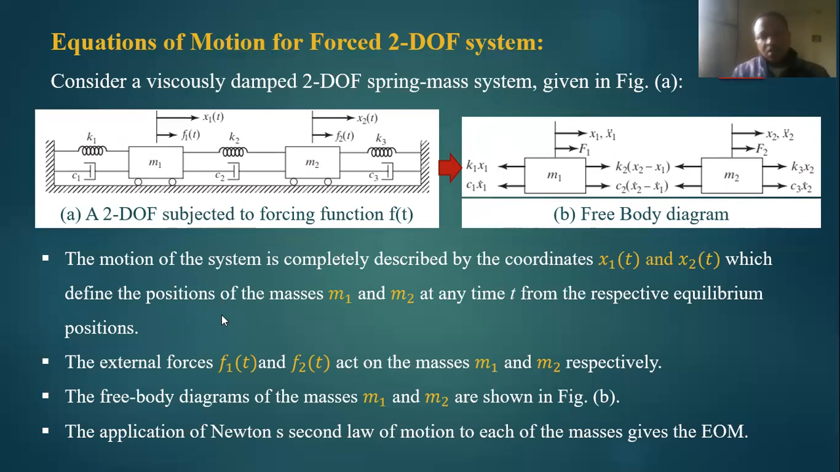So the motion of the system is completely described by the coordinates X1 of t and X2 of t, which define the position of the masses M1 and M2 at any time t relative to their respective equilibrium positions. The external forces, the excitation forces, are given as F1 and F2 of t, which act on mass 1 and mass 2. The free body diagram is given here. So the application of Newton's second law yields us the equations of motion.